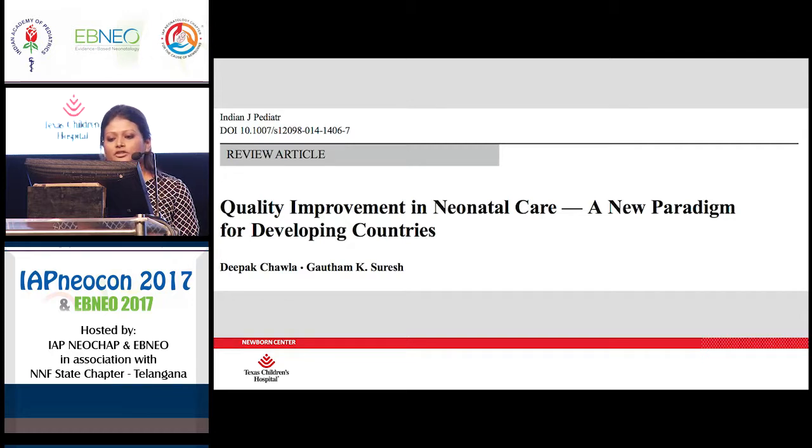And this particular article I wanted to bring attention to by Dr. Chawla and Dr. Suresh, because they have a nice plan for any NICUs in India that either want to do their QI initiatives or form a QI collaborative. Just some suggestions on how you would go about starting.